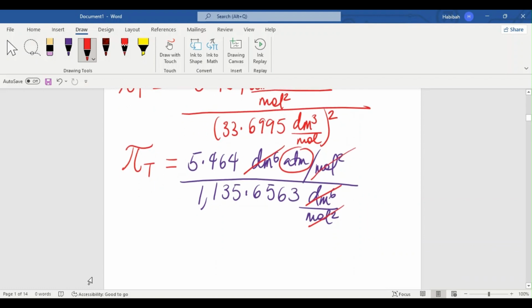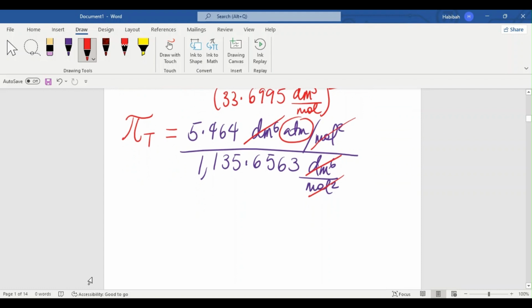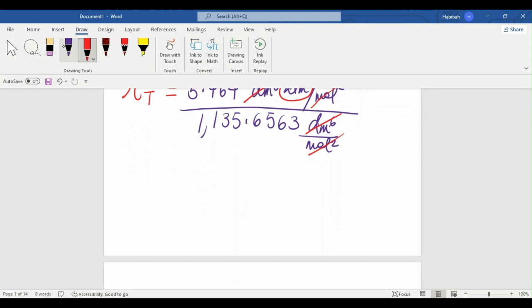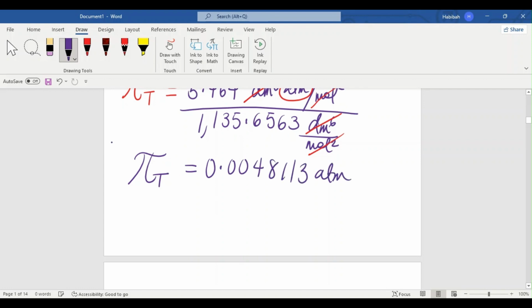So 5.464 atm divided by 1135.6563 would give you the internal pressure of 0.0048113 atm. And of course, this is our answer.